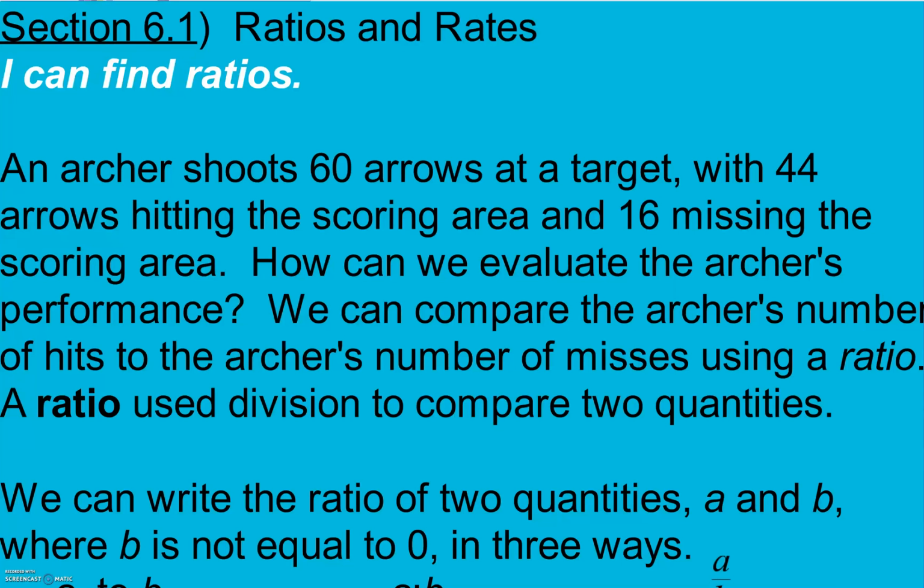Section 6.1 is ratios and rates. I can find ratios. An archer shoots 60 arrows at a target, with 44 arrows hitting the scoring area and 16 missing the scoring area.